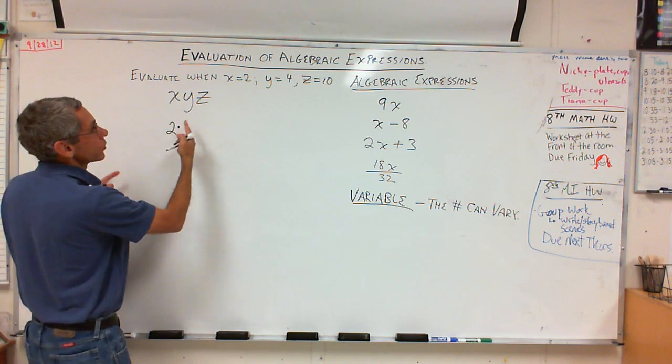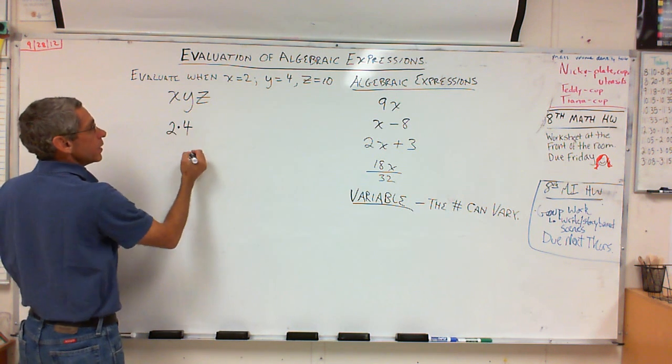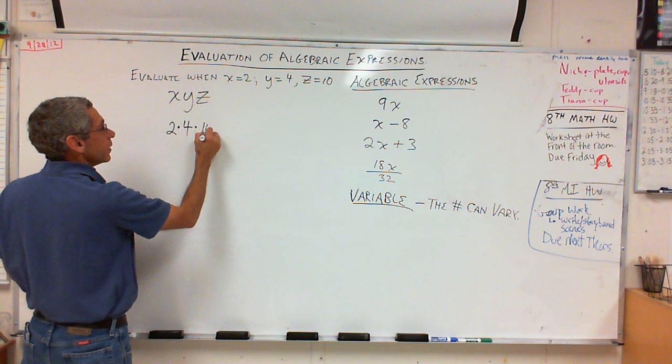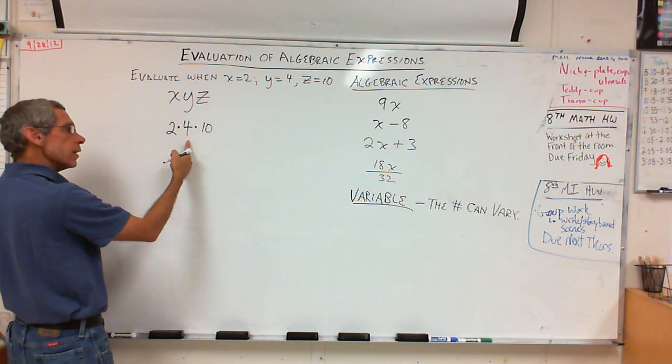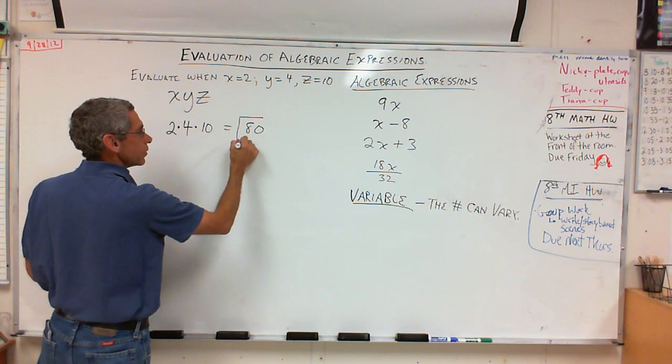So 2 times, what's y? 4. Y is equal to 4, so I'm going to put a 4 here. And then what's z? 10, so I'm going to put times 10. Now I can just solve it. 2 times 4 is 8. Times 10 is 80, so that is my answer.